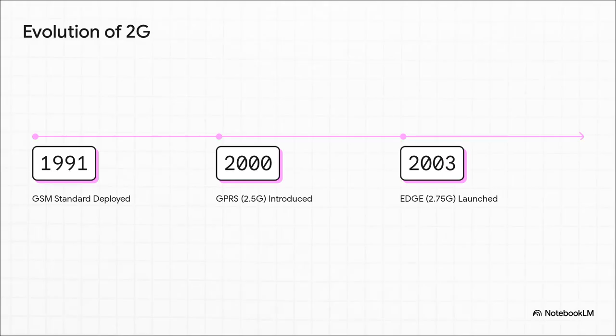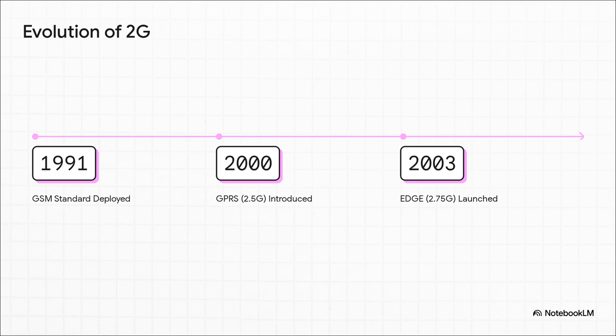We're kicking things off by looking at a truly monumental shift in tech. See, before 2G, the 1G analog systems were strictly for voice and were notoriously susceptible to interference. But the digital era, that changed absolutely everything. Starting in 1991, the GSM standard gave us crisp digital voice calls and the very first SMS text messages.